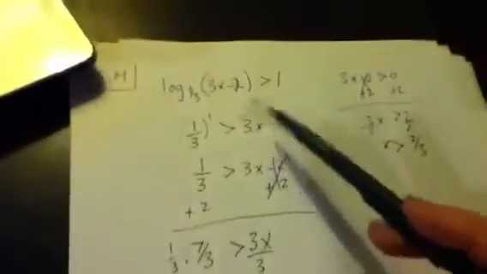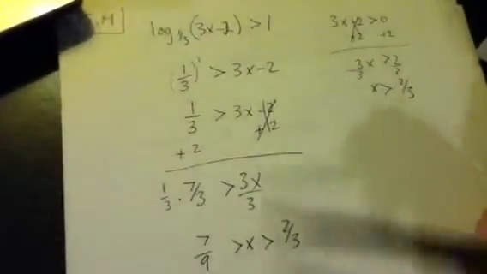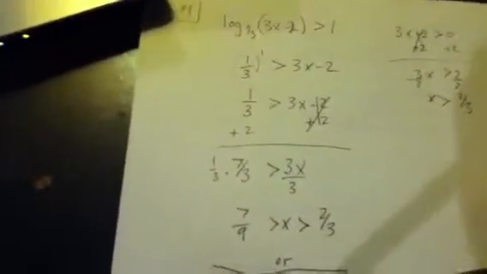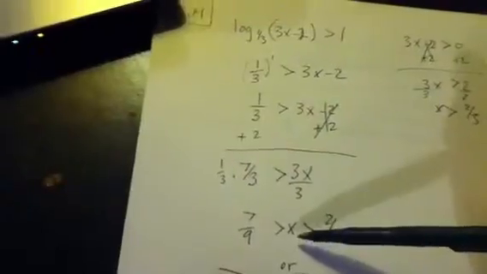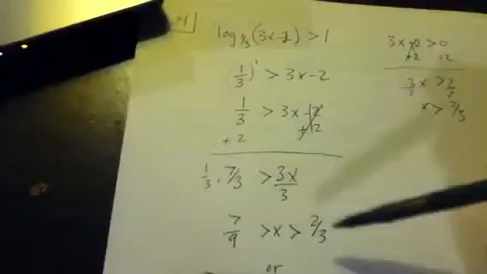So notice, there's different ways to do this, but I just left my inequality the same. Like I didn't bother flipping it. I just was very careful with it. Now that's kind of an odd way to say it. It's right. X is in between 7/3 and 2/3.